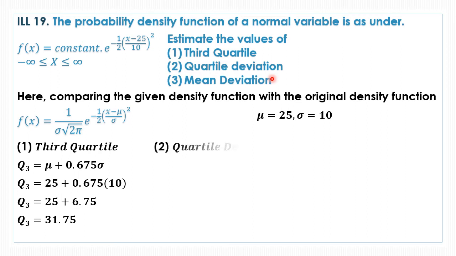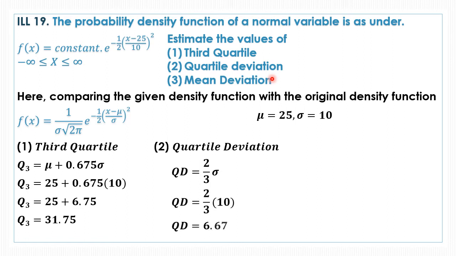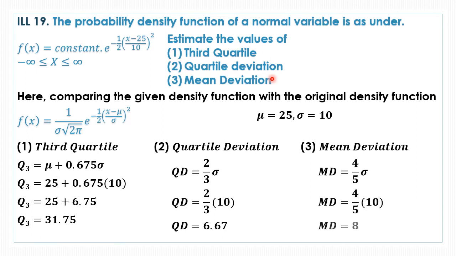Quartile deviation is QD. Once again refer to the properties. QD is 2 upon 3 sigma. We already know sigma is 10. So QD is 2 upon 3 into 10 and your answer is 6.67. Similarly mean deviation, again refer to the properties. MD is 4 upon 5 sigma, where 4 upon 5 into 10 will get you 8. So you got third quartile as 31.75, QD as 6.67, and MD as 8. It was that simple. It was really a very simple sum if you would remember the properties well. Keep that in mind.